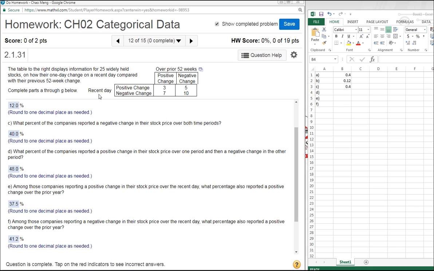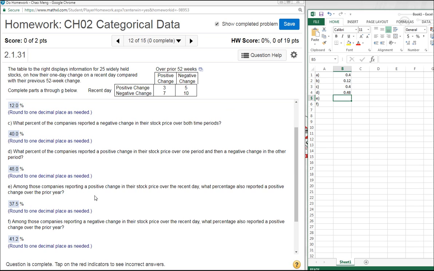The other possibility is that in the recent day it is a negative change, then in the prior 52 weeks it has to be a positive change. So negative change and positive change gives us the number 7. If we do the calculation, that's 7 plus 5, so 12 companies fall into this category. How many companies are we talking about? 25, so let's divide the number by 25. That's going to be 48%. So that's part D.